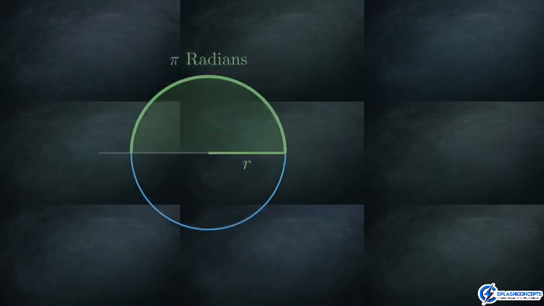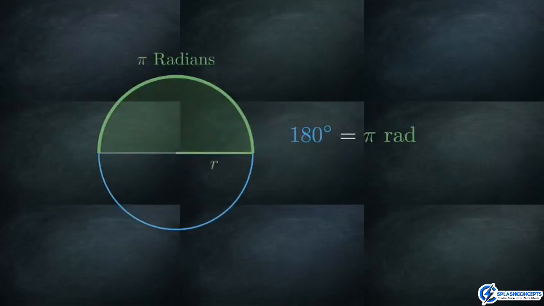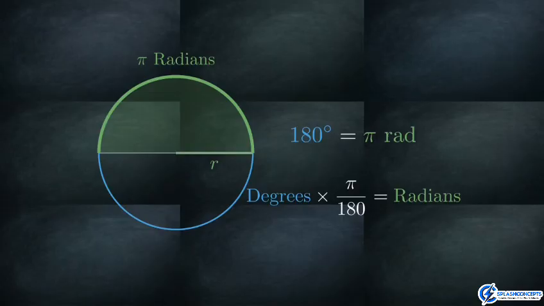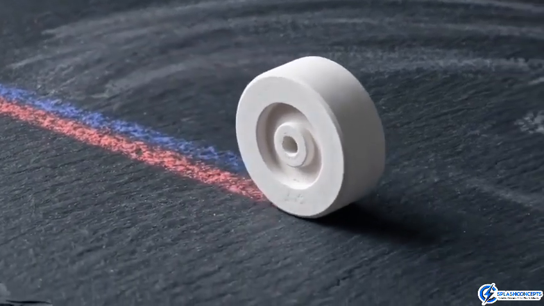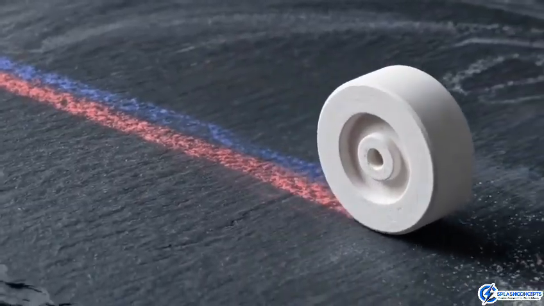This gives us our conversion. 180 degrees is exactly pi radians. To convert any degree into this physical measurement, you multiply it by pi over 180. Working in radians is the standard for calculus because it links the angle of a turn directly to the distance traveled along the edge. Now we set the boundaries of the map.